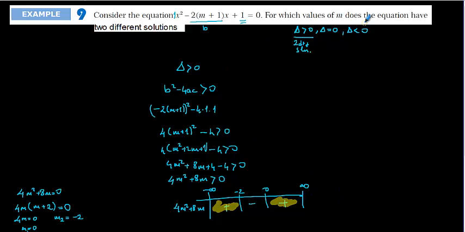For which values of m, it says, so we are looking for m values, and the solution set is m such that m is an element of minus infinity to minus 2, which is open because it is the greater than 0 case, union 0 to infinity. So this is the m value of the question.